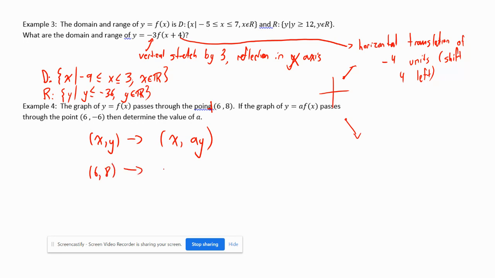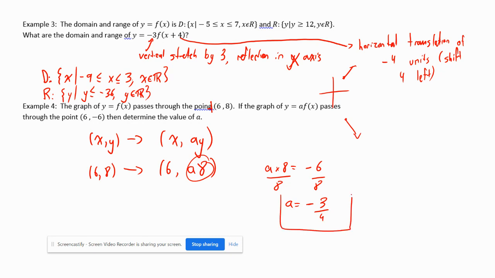well, the 6 stays the same, but I'm multiplying this 8 value here by a. Well, what's this new point? A times 8 is really equal to -6. So how am I going to get a over here? Well, I'm just going to do a bit of algebra and divide by 8. And the fraction 6 over 8 reduces to -3 over 4. So my a value for this question is going to be -3 over 4, and that's how that works.